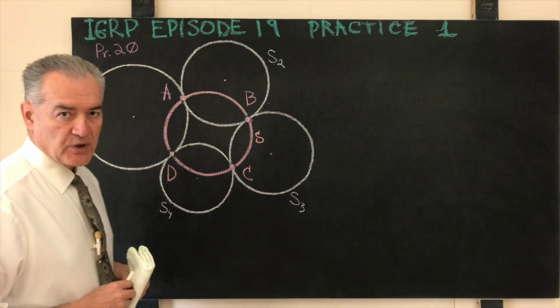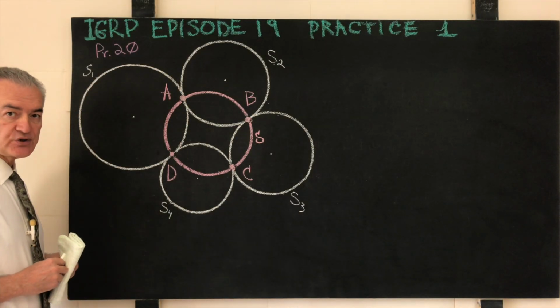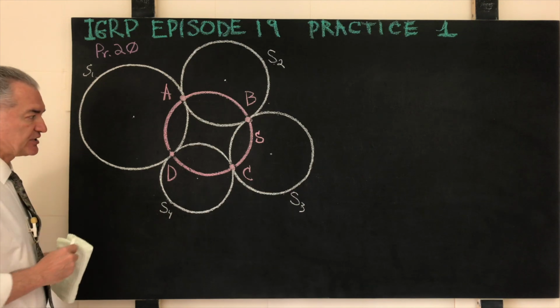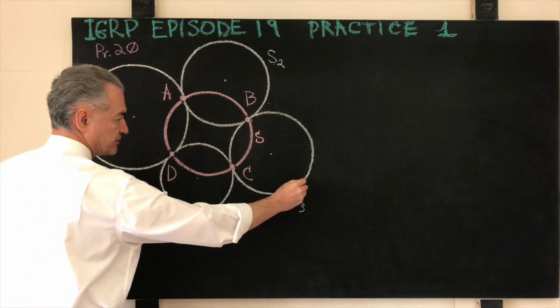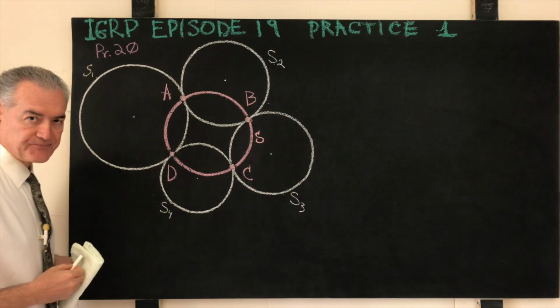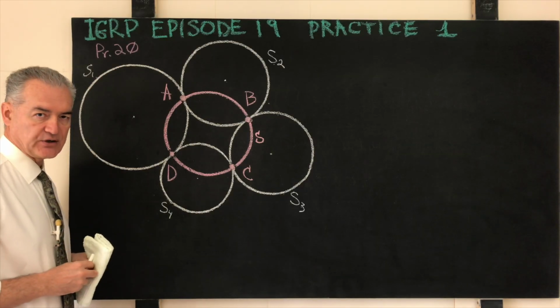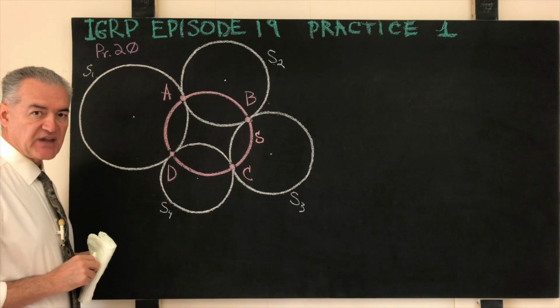In problem number 20, we're given four distinct fixed coplanar circles, which for demonstration purposes I have named the circle S1, the circle S2, the circle S3, and the circle S4. And we're told that these four fixed distinct coplanar circles touch each other pairwise externally.